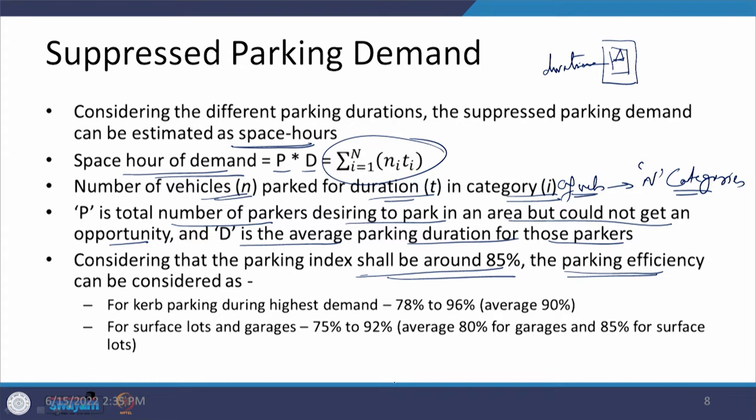So, in that direction, the guideline is given here. What it says is that for curb parking during the highest demand, it can be considered ranging between 78% to 96% with an average of 90%. And for surface lots and garages, it can be considered between 75% to 92%, whereas for garages it can be taken as 80%, and for surface lots it can be taken as 85%. So, these are the values which can be used to come up with the additional spaces. Let us look at an example here.